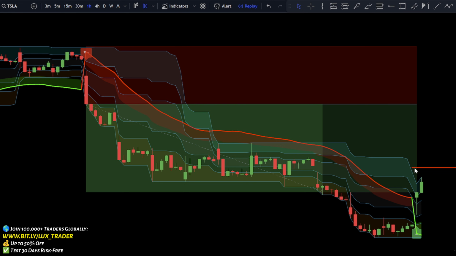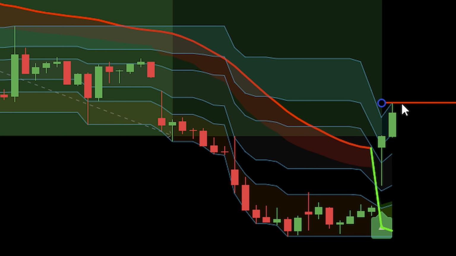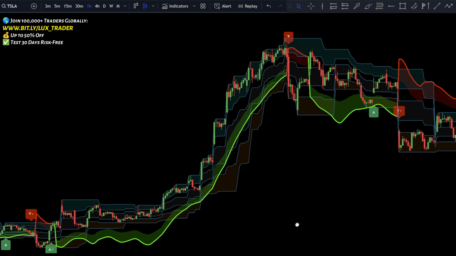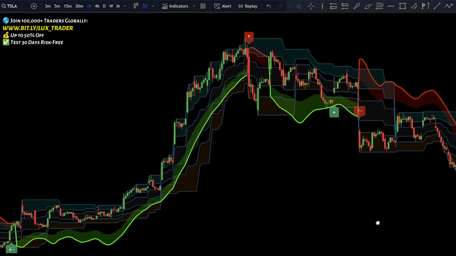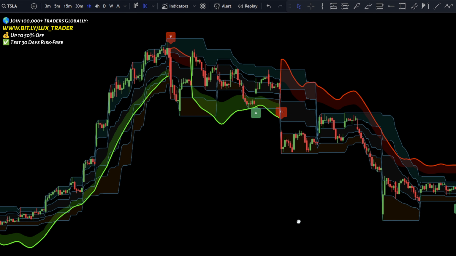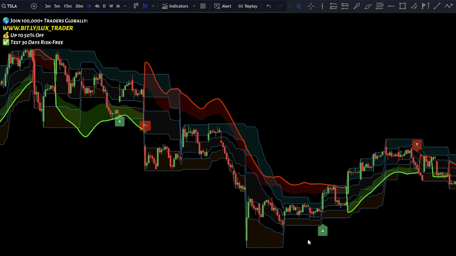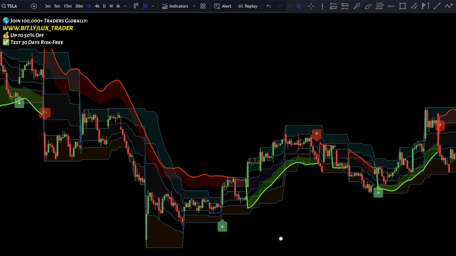Feel free to adjust the settings to suit your personal trading style. Make sure to follow the steps I've outlined in the video, and don't hesitate to rewatch any sections if you need a refresher. To truly understand this strategy and optimize your results, practice it with at least 100 demo trades. This will help you fine-tune your approach and build confidence before transitioning to live trading.